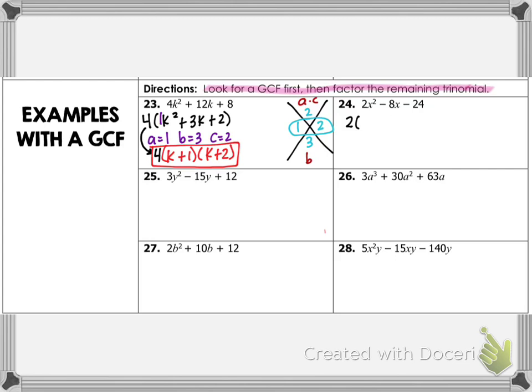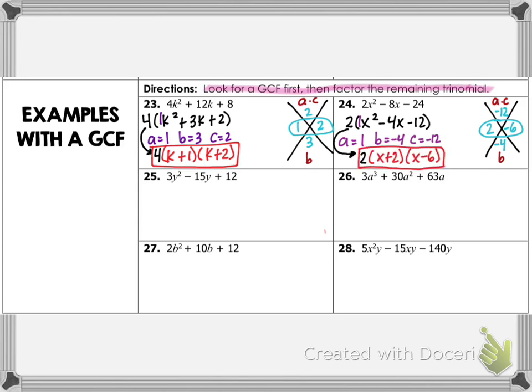Okay, 24, we take out a 2. A 2 can divide into all of those. So 2x squared divided by 2 is x squared. Negative 8 divided by 2 is negative 4. Negative 24 divided by 2 is negative 12. And then we list a, b, and c, ignoring the 2 for now. So a is 1, b is negative 4, and c is negative 12. We do the same x. We have negative 12 at the top, negative 4 at the bottom. And we find that 2 and 6 work here, but we need to make the 6 a negative. So x plus 2, x minus 6, bring the GCF down, and that's your answer.